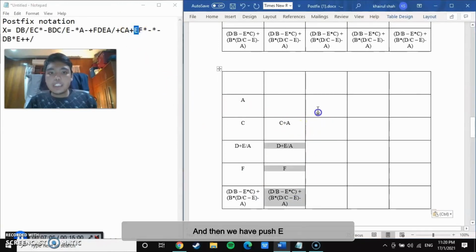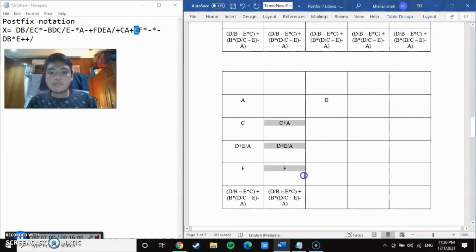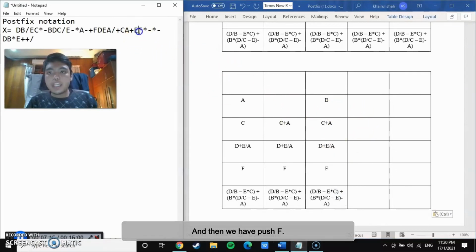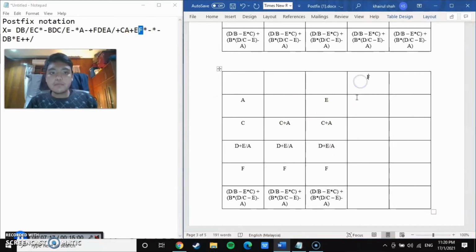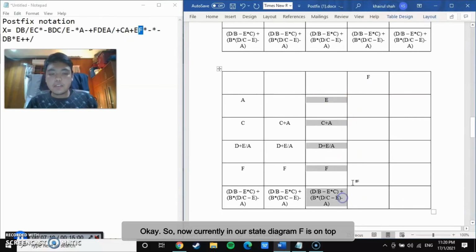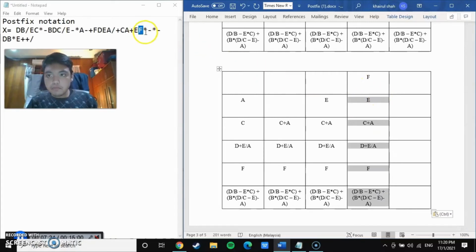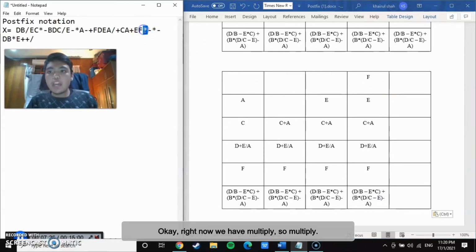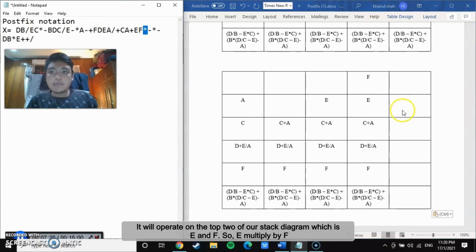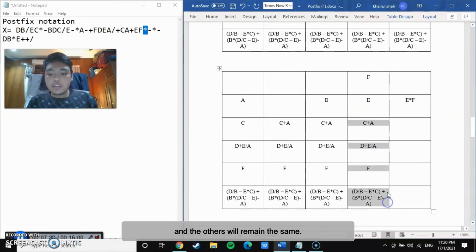And then we have push E. And then we have push F. Okay, so now currently in our stack diagram, F is on top. Okay, right now we have multiply. So multiply will operate on the top two of our stack diagram, which is E and F. So E multiplied by F, and the others will remain the same.